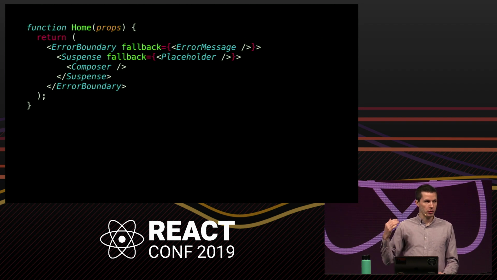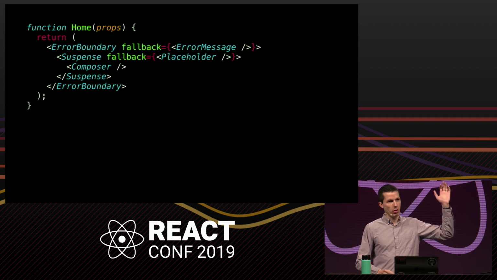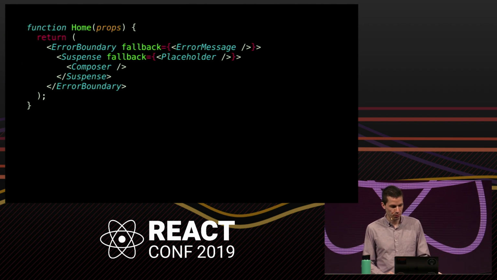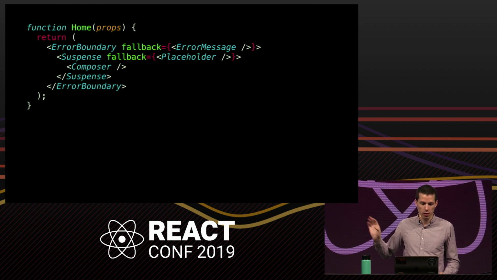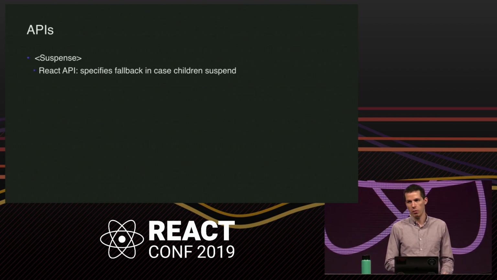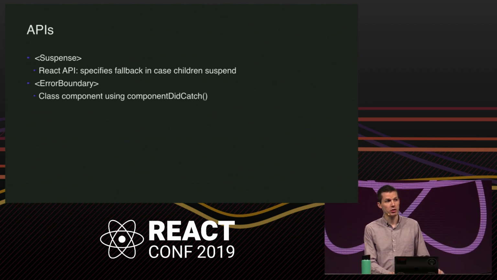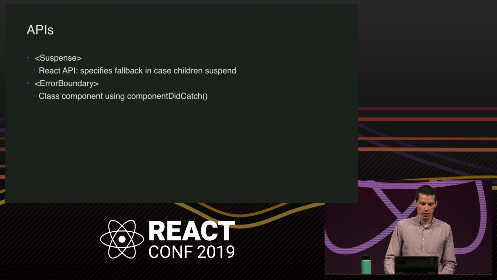Now, the Suspense and error boundary components don't have to be immediate parents of the Composer. These could be anywhere above Composer in the UI tree. They just have to be somewhere so that we can handle these two cases. But for simplicity, I'm just going to wrap Composer directly. So let's look at the APIs that I'm using here. Suspense is a React API that specifies a fallback in case some child or any descendant suspends. Error boundary is a user-defined component. And I was supposed to change the name of that lifecycle method.